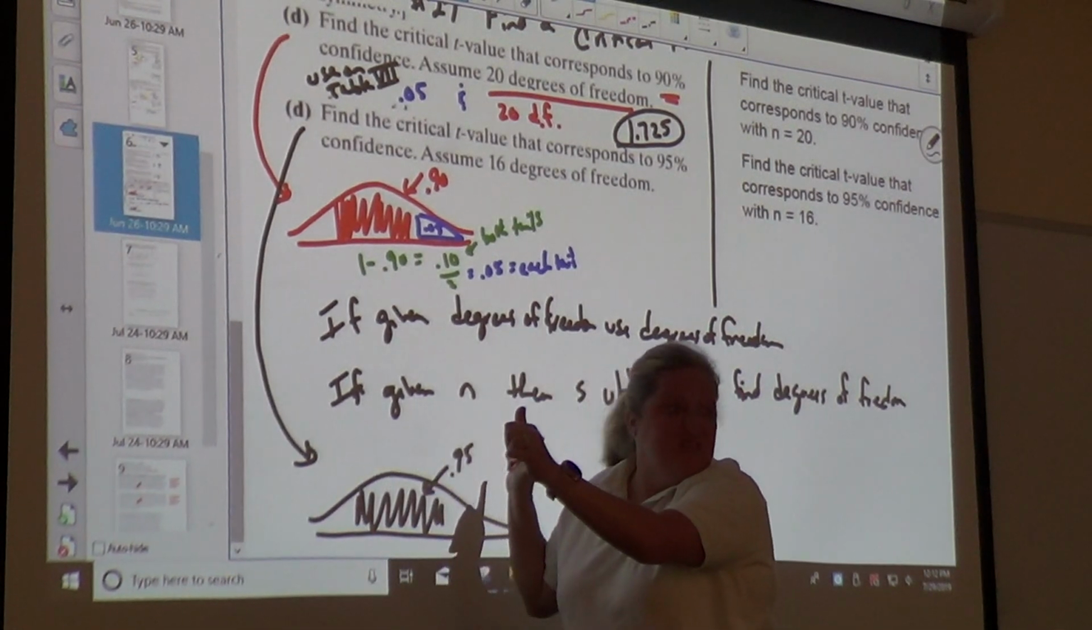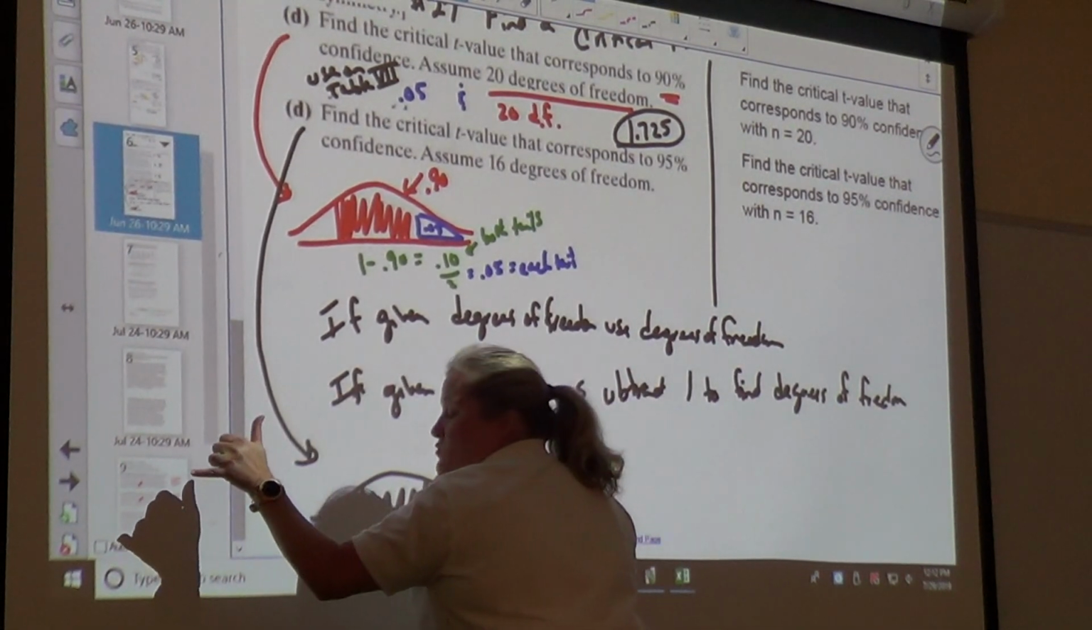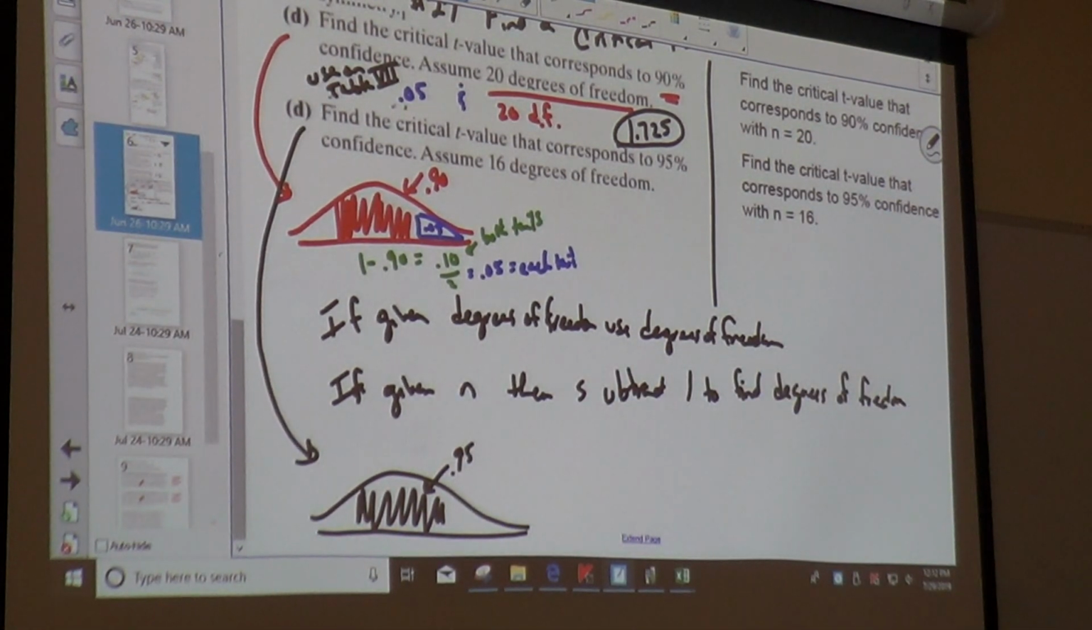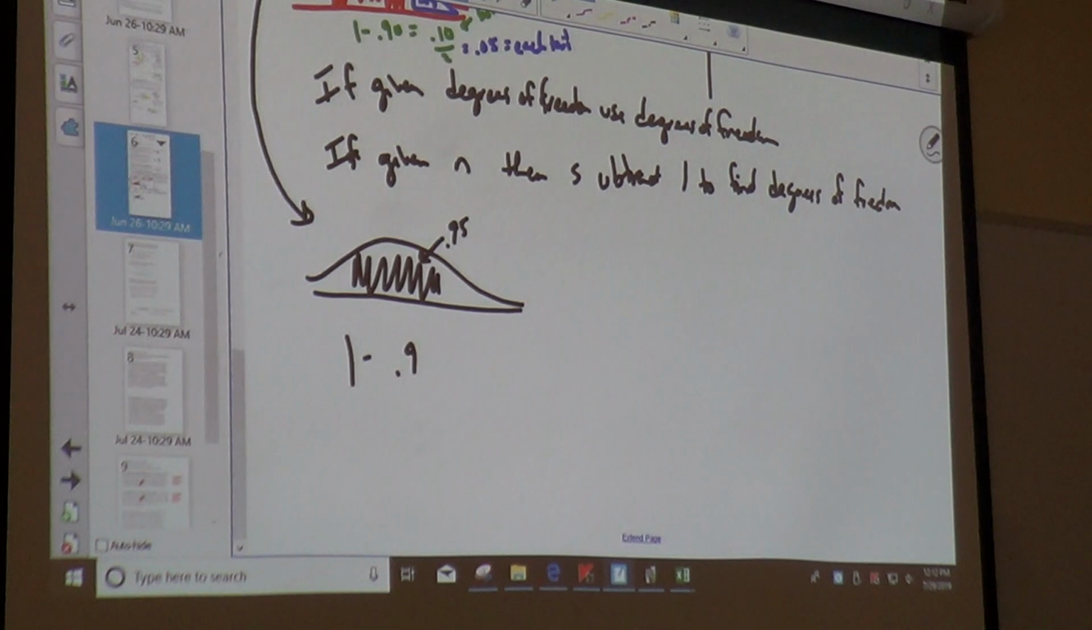0.05. And we don't want both tails. What do we want? One tail. So what do we have to do? Divide by 2. So I'm going to do 1 minus the 0.95, which gives me both tails. So this tail and this tail is going to be 0.05, and I divide by 2. So each tail is going to be what? 0.025. So this tail, which is the tail that I need, is 0.025.